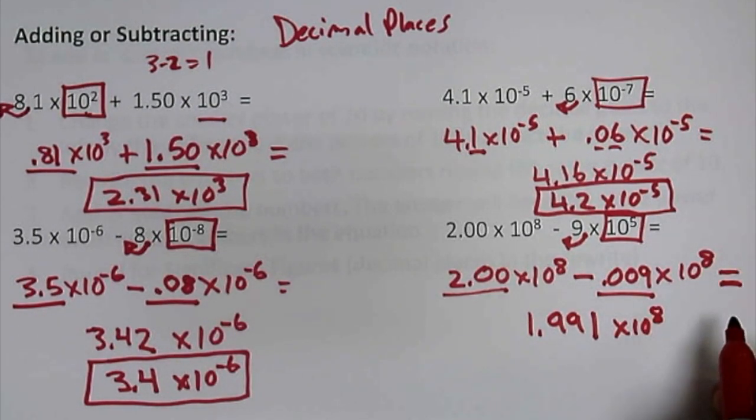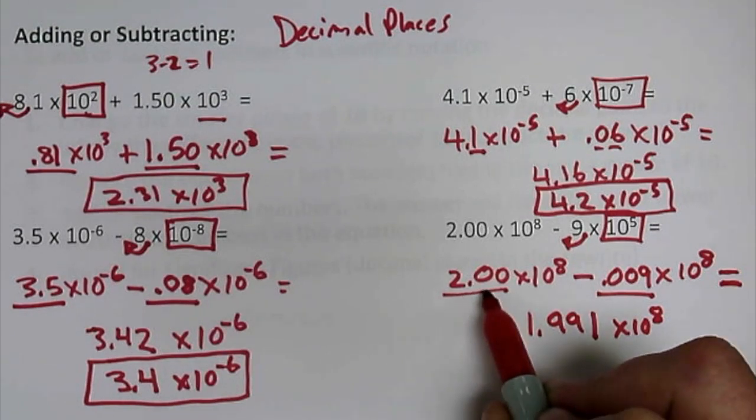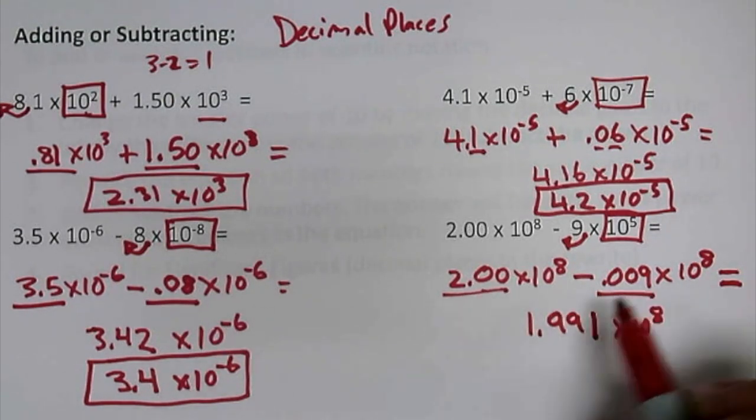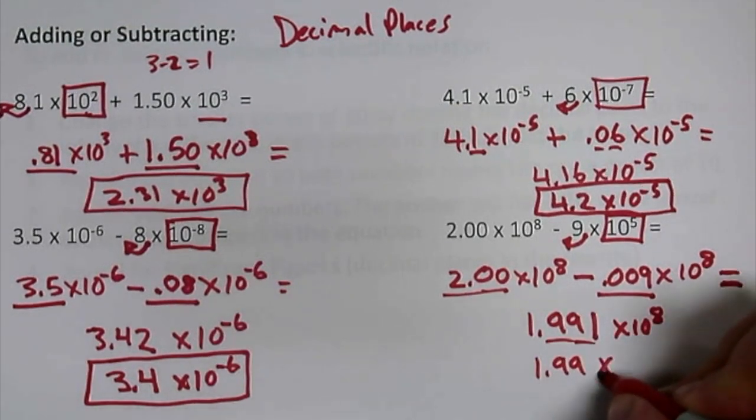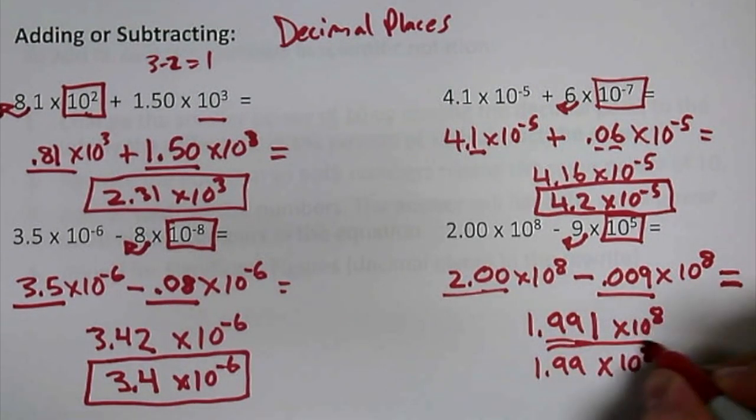Significant figures, though, I have to go by decimal places. This has 2, this has 3, so I got to round it so it only has 2. So I'm going to go with 1.99 times 10 to the power of 8 for my final answer.